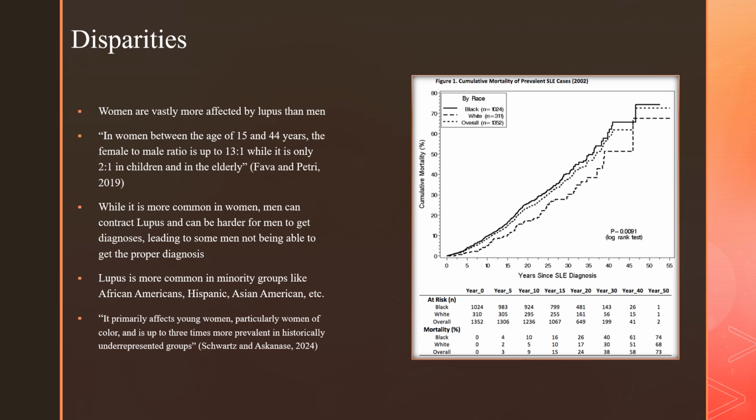Lupus is more common in minority groups like African Americans, Hispanic Americans, and Asian Americans. Some say it could be due to certain genes and not enough health care for minority groups. It primarily affects young women, particularly women of color, and is up to 3 times more prevalent in historically underrepresented groups. The graph on the right displays the mortality rates between lupus cases among black and white people, and then the overall cases of lupus. The black population sees more mortalities from the time of their diagnosis and on.